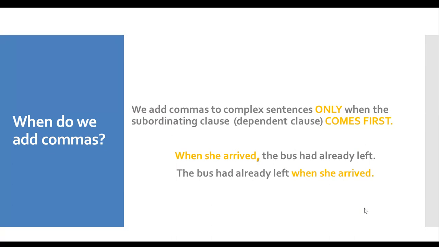When do we add commas? We add commas to complex sentences only when the subordinating clause, which is also called the dependent clause, comes first. Look at the first example. When she arrived, comma, the bus had already left. In the second sentence, the bus had already left when she arrived. So in the second sentence, there is no need to put a comma because the subordinating clause is at the end of the sentence.